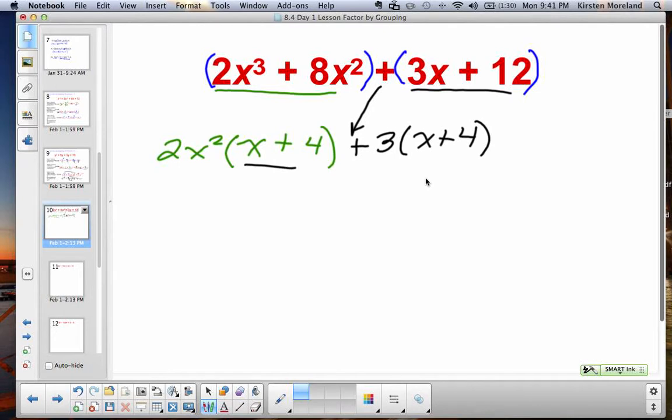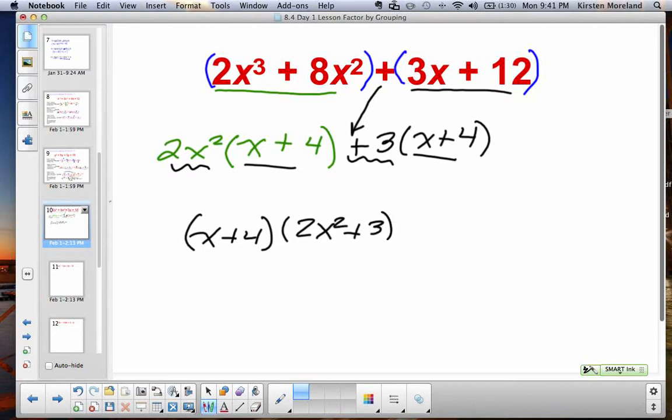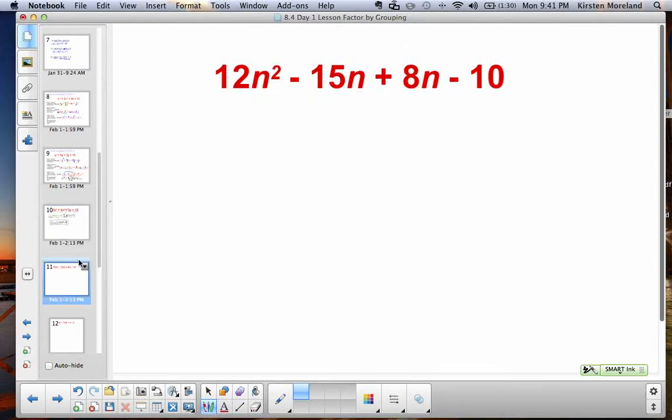Again, these parentheses should match, so I can pull that out front. And then I just write the leftovers in the next one. Remember that plus sign's important. So I'm left with 2x squared plus 3. And that's my factored form. If you wanted to FOIL it out and check it, that would be fine as well.